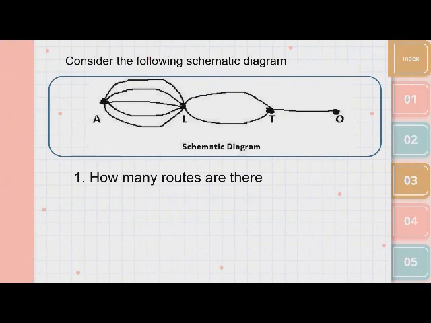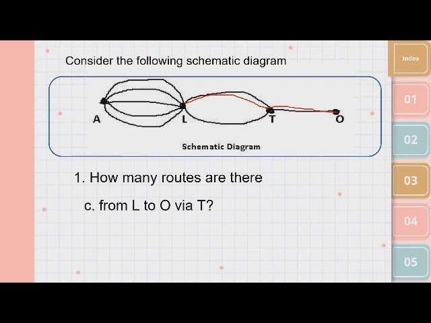How many routes are there from L going to O via T? Okay, if you take a look at this, it's so easy, right? You can have L-T-O this way and another L-T-O this one. So let me have that. We have L going to T going to O, so 1.